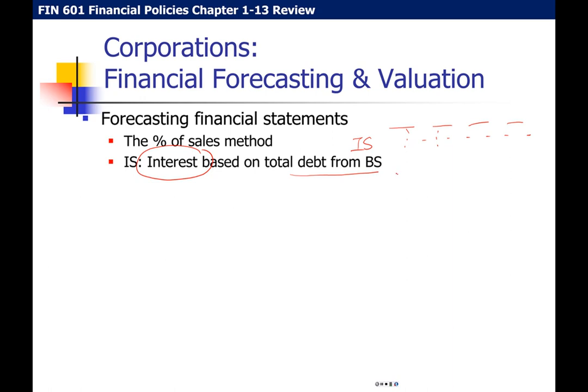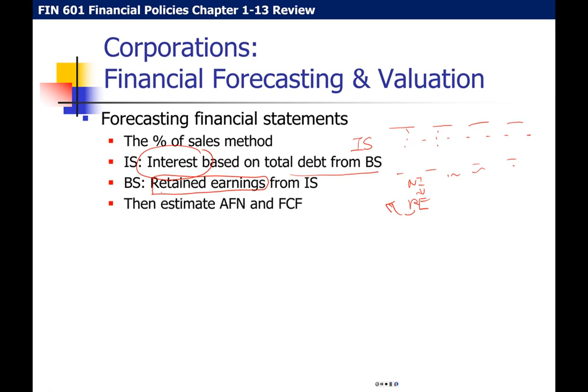And okay, then we get net income for each of the years. Subtract dividends, we get retained earnings. Okay, so that is gonna enter into the balance sheet. Okay, retained earnings changes your balance sheet. And then you can forecast your balance sheet as well, simply based on the percent of sales method. Okay, from then you'll be able to estimate additional funds needed, and then free cash flows. That would be an important input for you to perform the valuation.